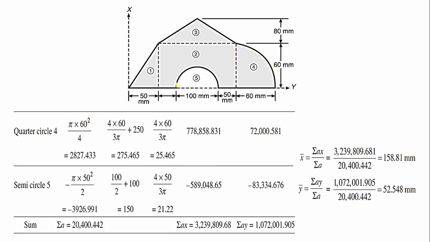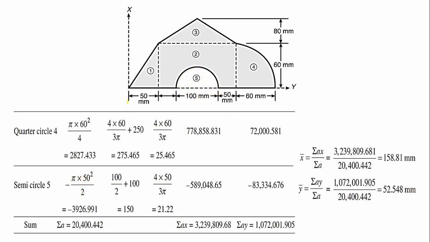Next, you can see now this semicircle. For the semicircle, deduction has to be done. Why? Because this is not the hatched portion. So for semicircle number 5, we are going to take a negative sign, we are going to subtract. How to calculate the area of this semicircle? Pi r square divided by 2. The diameter is 100, therefore our radius will be 50. Pi r square divided by 2.